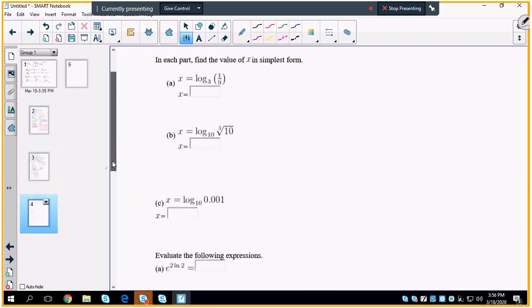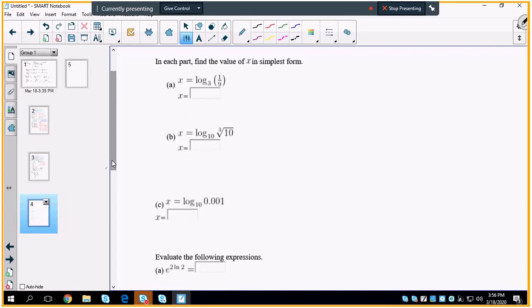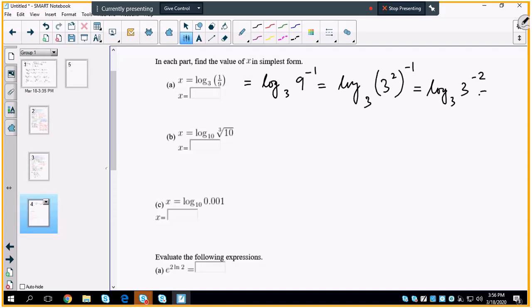This one is saying, in each part, find the value of x in the simplest form. And I will not be using a calculator. For the first one, you will write 1 over 9 as a power of 3. First write it as log of 9 to the power negative 1 to the base 3. Then remember 9 is 3 squared. So write it as log of 3 squared, whole to the power negative 1, to the base 3. If you have a power of a power, you multiply the powers. So you get log of 3 to the power negative 2 to the base 3, which is negative 2. So that is your simplest value for x.